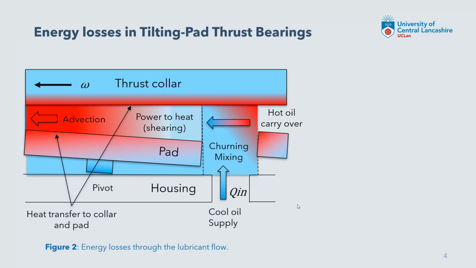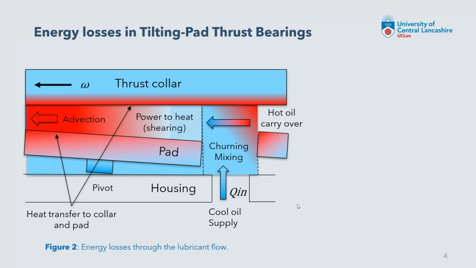As we can see in figure 2, this is the lubricant flow path. There is a cool supply of oil, typically supplied in between the pads in some cases. In other cases it's just fully flooded. This oil is then turbulently churned and mixed with hot oil carried over from the previous pad. It is then dragged by the thrust collar into the wedge, where it is sheared. This power is then converted to heat.